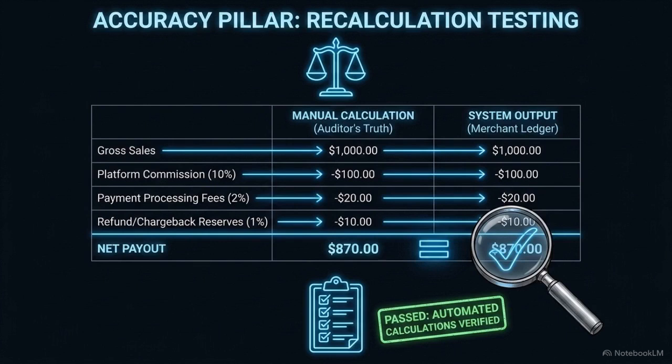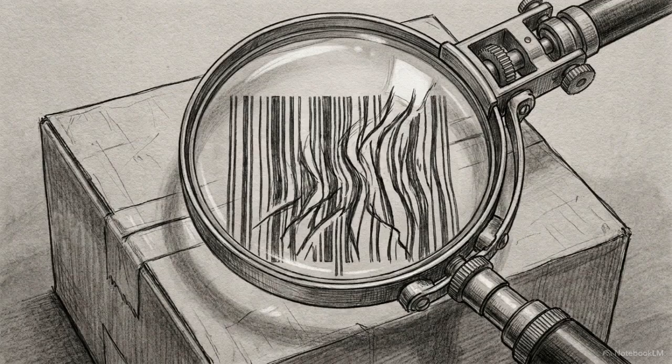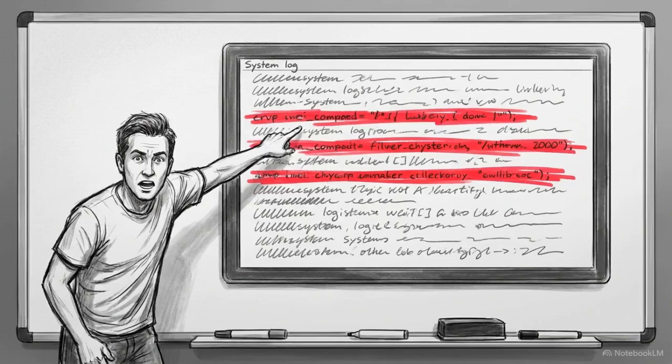As this diagram shows, when the formula for gross sales minus commission and fees matches the system's net payout perfectly, the test passes. This recalculation ensures that the core processing controls have not been quietly compromised by logic flaws or improper inventory valuation settings.